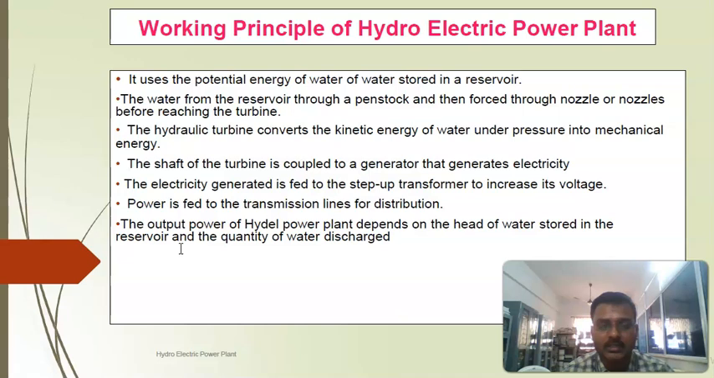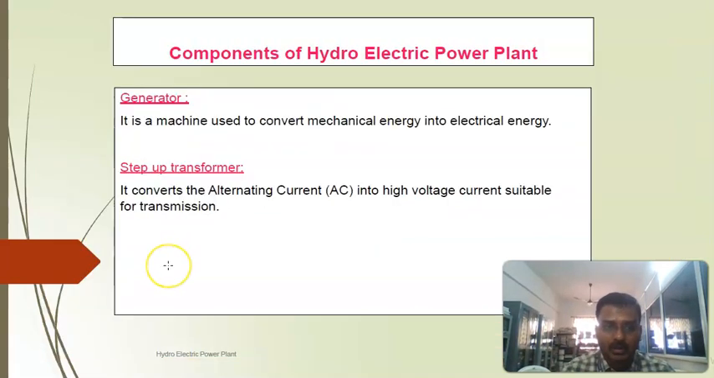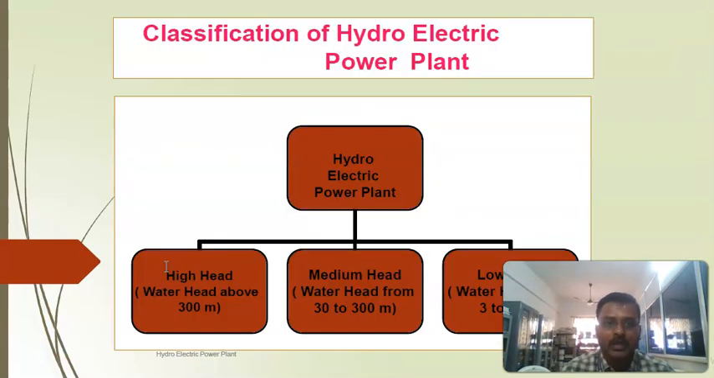The electricity generated is fed to the step-up transformer to increase its voltage. Power is fed to the transmission lines for distribution. The output power of the hydel power plant depends on the head of the water stored in the reservoir and the quantity of water discharged. So this is the working principle of the hydroelectric power plant. Classifications of hydroelectric power plants: high head is above 300 meters, medium head is about 300 meters, and low head is from 3 to 30 meters.